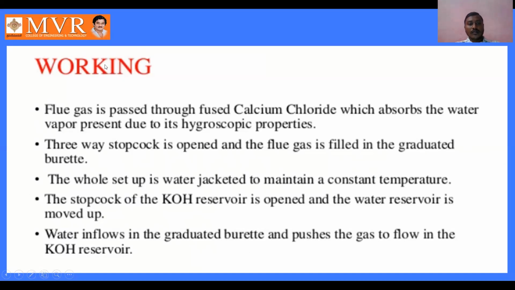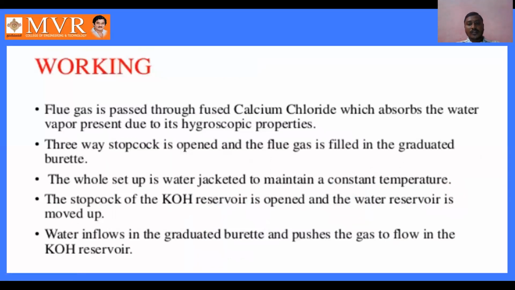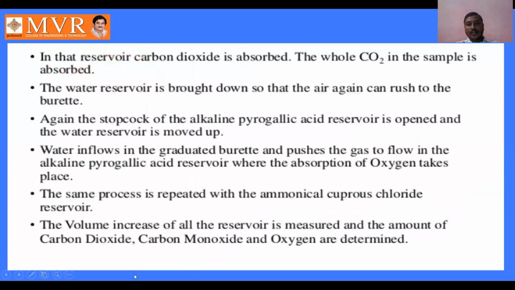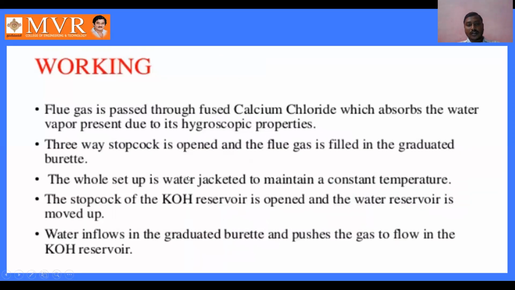See here, the whole setup is water jacketed to maintain a constant temperature. For maintaining a constant temperature, the water jacket is placed around the graduated burette. The stopcock of the KOH reservoir is opened and the water reservoir is moved up. When the water reservoir is moved up and the KOH stopcock has been opened, the flue gas enters the first burette.